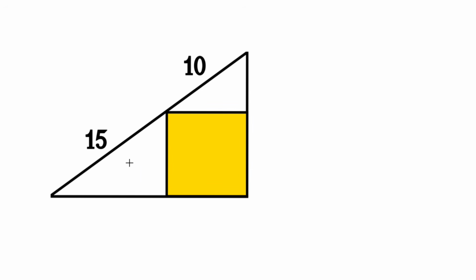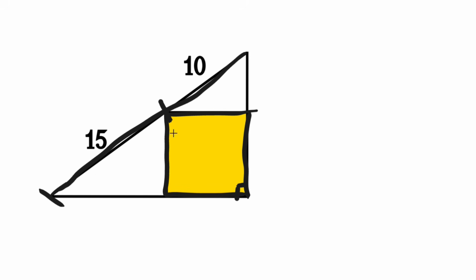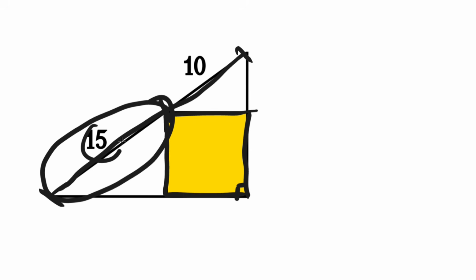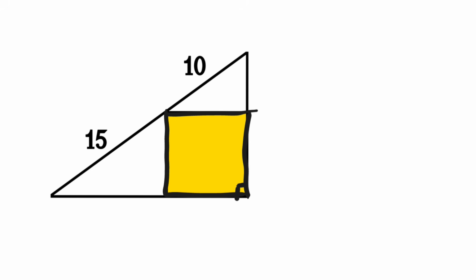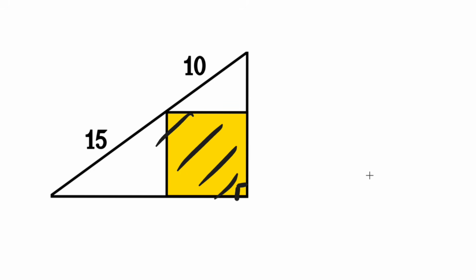Let's solve this geometry problem carefully. We have a right triangle with a square placed inside it, and the hypotenuse of the large triangle is divided into two parts. The lower part of the hypotenuse has length 15 units, and the upper part has length 10 units. Our goal is to find the area of the square.